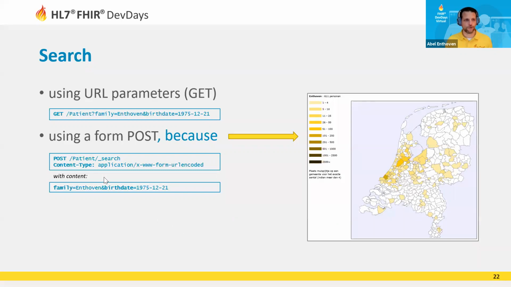And if you use a form POST, then you will have to use the content type application/x-www-form-urlencoded format, and the content can just be the same search string that you used before, but then without the patient part. So that's the same operation, but it's just in different ways.